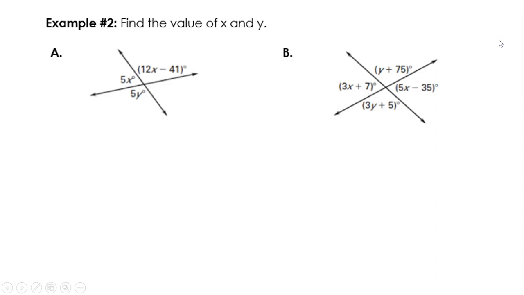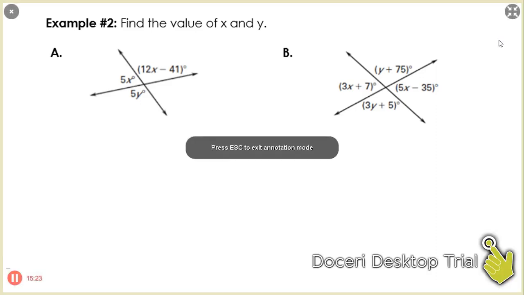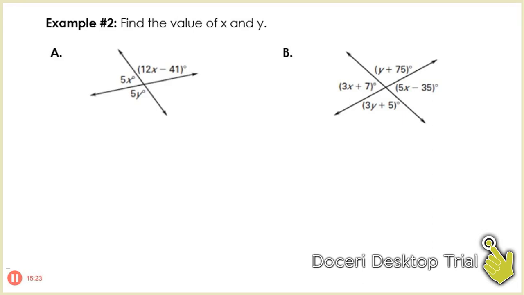And last but not least, it says find the value of x and y. When we're finding the value of x and y, you can only solve equations with the same variable in it. So when I see all of these expressions, I have to look at the two that have an x in them and start with those two expressions first. So I have to ask myself, what type of angle relationship exists between the 5x and the 12x minus 41?